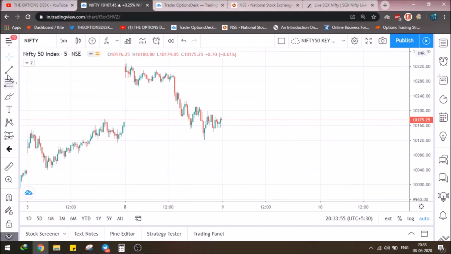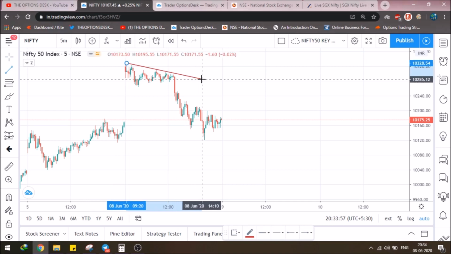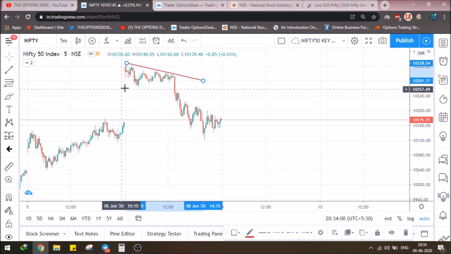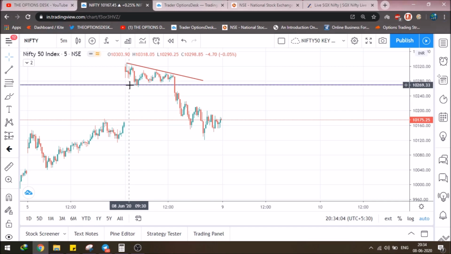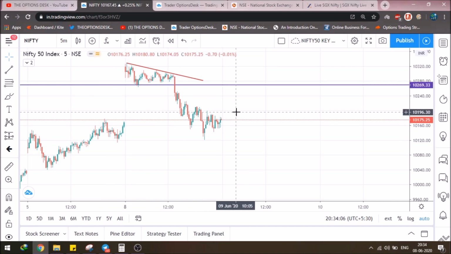I already gave the levels on my Telegram channel, and this was the resistance line. Once it broke the support of around 270, at this particular level, the Nifty 50 fell down hugely and tested all my support levels for the downside. So now let's see what happened in the option chain.